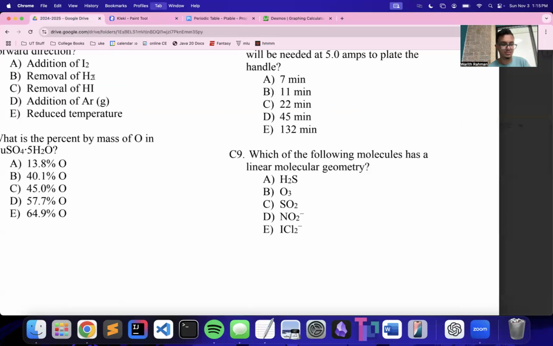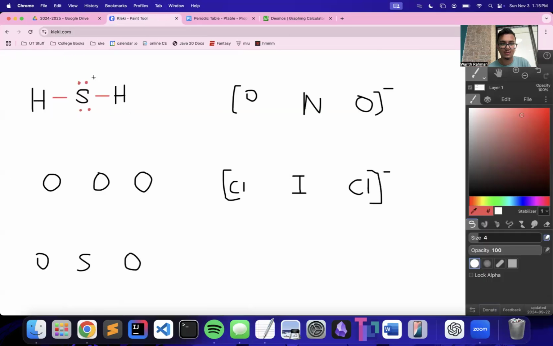Let me double check I'm doing this right. Yeah, so each of these has a full octet, and since all of them have a full octet, there's no adjustment that needs to be made. So what we notice here is that we have a kind of linear structure, but these electrons in actual space are going to cause it to bend. So that means that H2S is going to be non-linear.